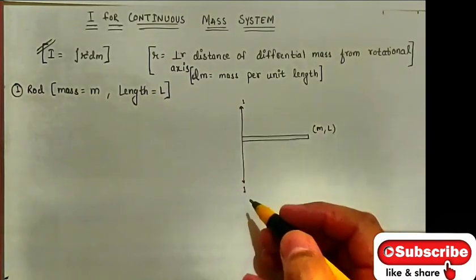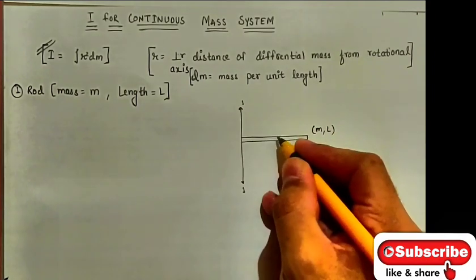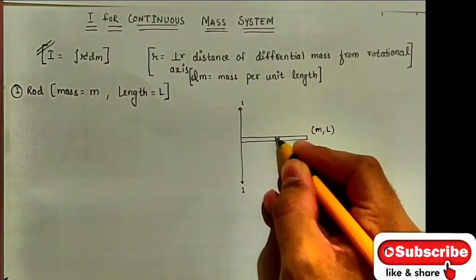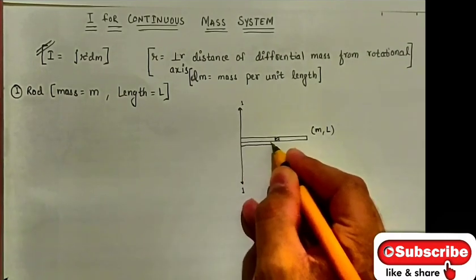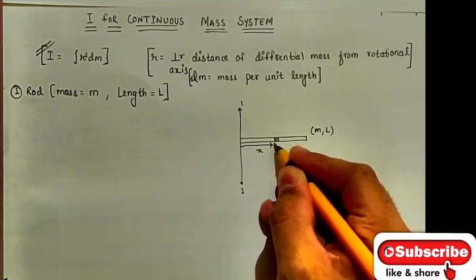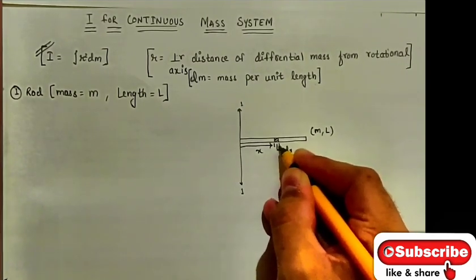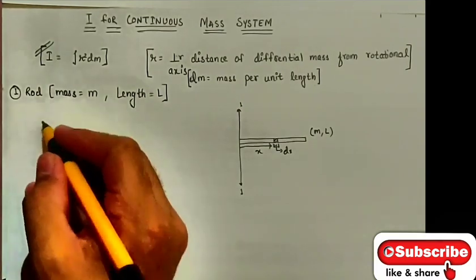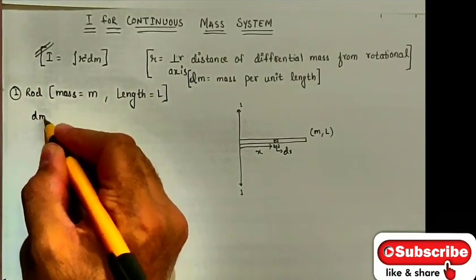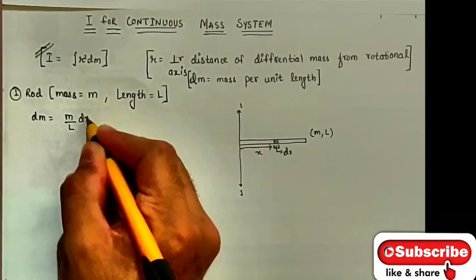So first we find the moment of inertia of a rod having mass m and length L about this axis, which is 1-1. We first take an element at a distance x from the axis, element dx. Length of element is dx. So the mass dm of the element will be dm equal to m by L dx.